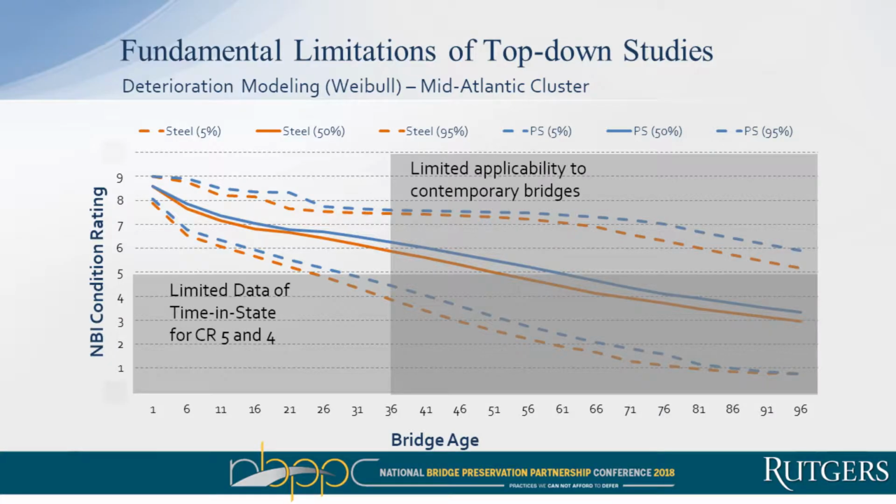But the other and maybe more fundamental limitation is that the approach taken here is to say, if I go out to bridges and I take data from bridges that are 1 year old and 80 years old, I can line them up, and that gives me a time history of how bridges deteriorate.